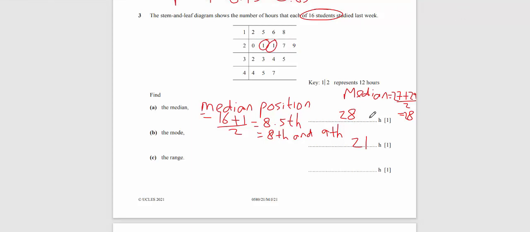And then the range. You all should know range is the maximum number minus the minimum number. To find the range, it is the maximum minus the minimum. So the maximum is the largest number, which is 47, minus the smallest number, which is 12. Then we have 35 as our range.